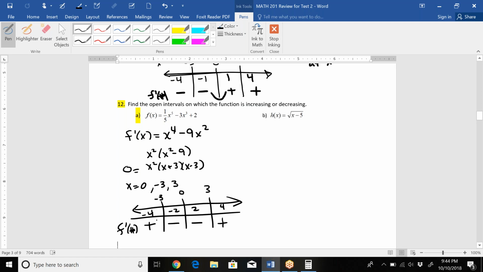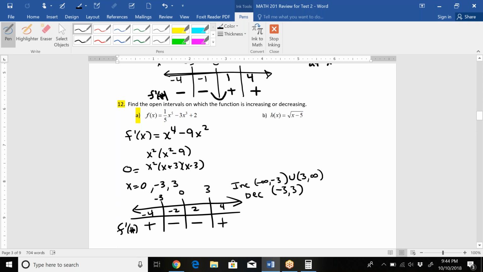So when we look at this one, notice that we are increasing on -infinity to -3, and 3 to infinity. And we are decreasing on -3 to 3. Since they're back to back, you can just say it's -3 to 3. You don't have to break it into 2 separate intervals, okay?